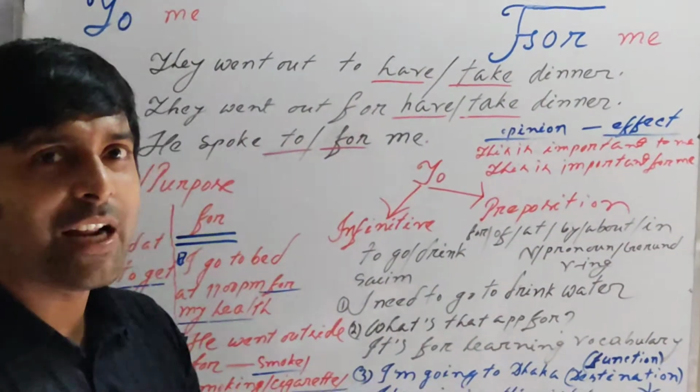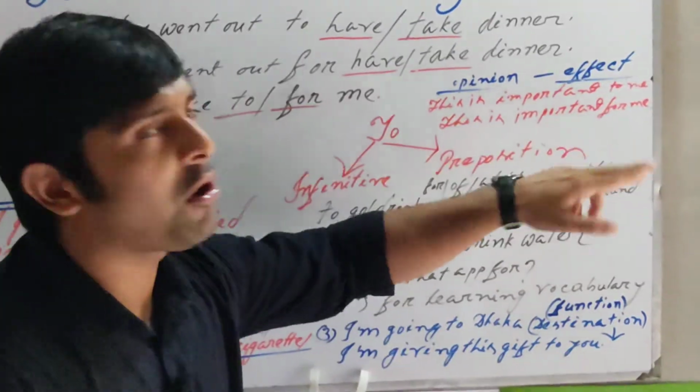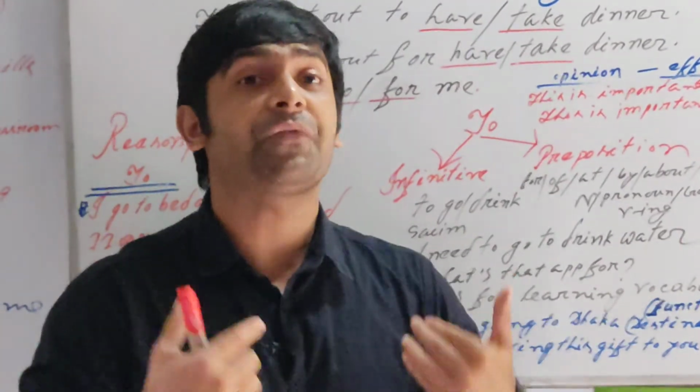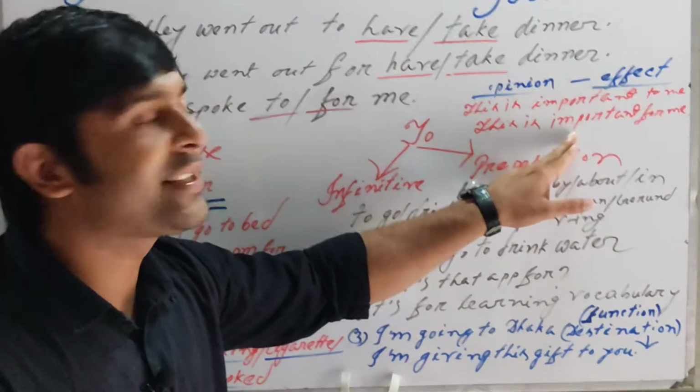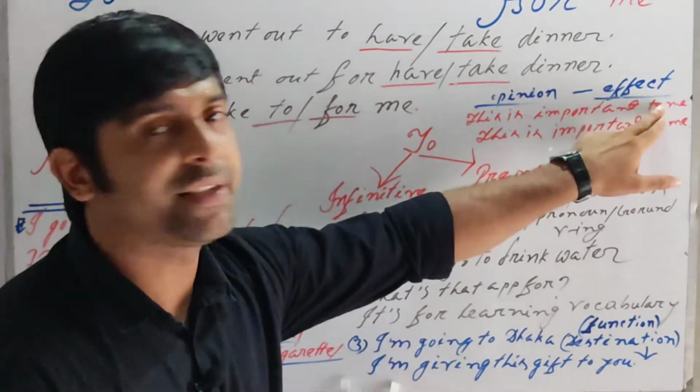Effect. How does it indicate? This is important for me. It's a kind of effect. That's why I can say here, "This is important for me." So "important for me" is also correct, "to me" is also correct.